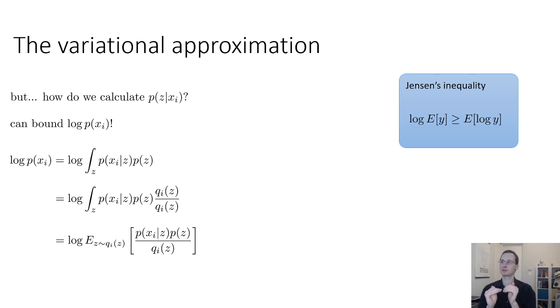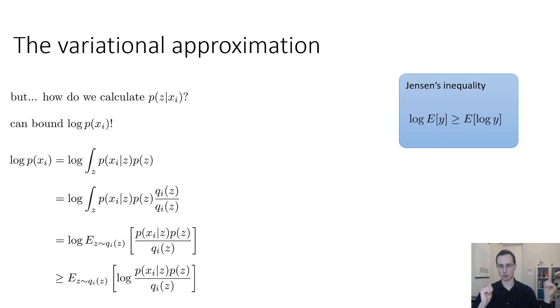So if we apply Jensen's inequality to the last line of that derivation on the left, then that means that the logarithm of the expected value under qi of z is greater than or equal to the expected value under qi of z of the logarithm of that fraction. Okay, so we just push the logarithm inside the expectation.